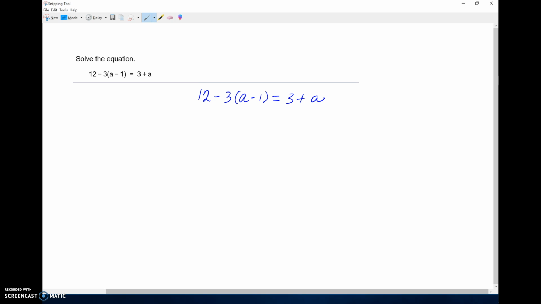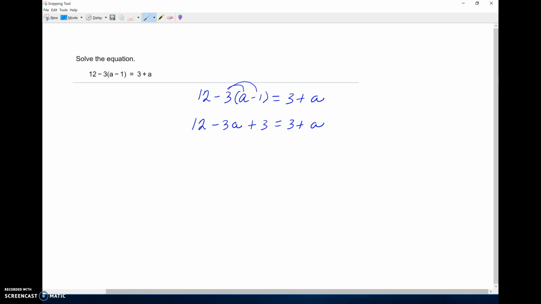What you need to do first is decide, okay, is there something that I have to simplify on the left or on the right side of the equation? And you notice on the left side we have parentheses. So I'm going to rewrite this. I have 12 and I have negative 3 times a, since I'm going to apply the distributive property, is negative 3a. I have negative 3 times negative 1, and since the rule for multiplying integers says a negative times a negative is a positive, that's 3, equals 3 plus a.